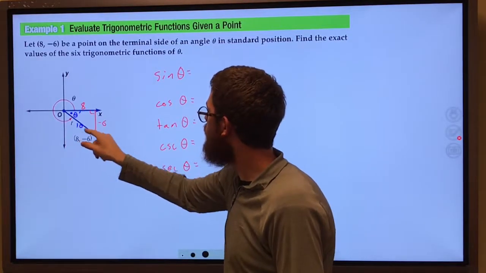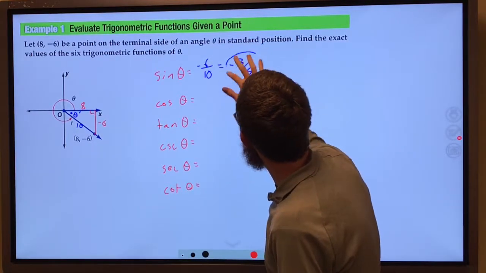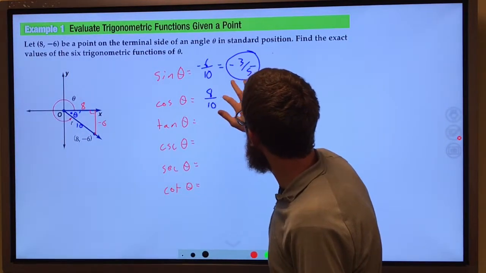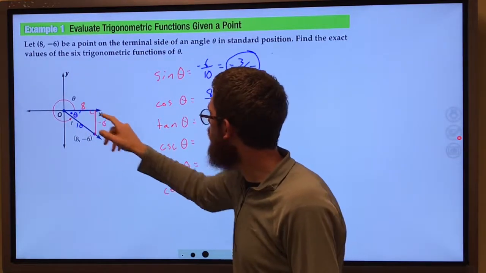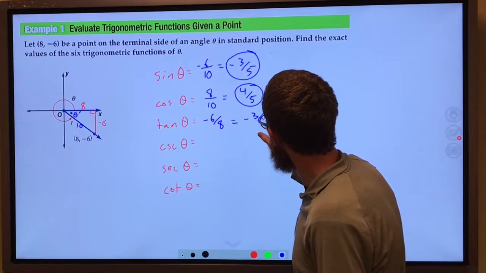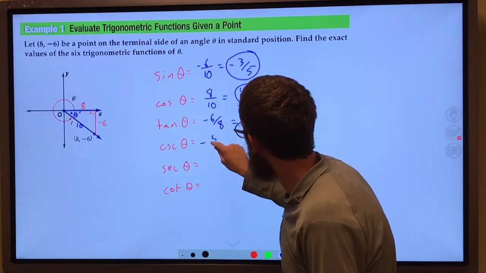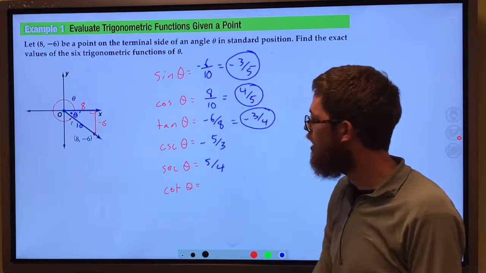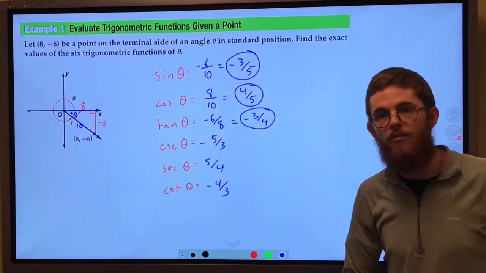So sine, opposite over hypotenuse, that's a -6 over 10, which of course is a -3/5. Cosine, adjacent over hypotenuse, 8 over 10, which of course is 4/5. Tangent, opposite over adjacent, -6 over 8, which of course reduces to give us -3/4. Cosecant is the reciprocal of sine, so I know that's going to be a -5/3. Secant is the reciprocal of cosine, so I know that's going to be 5/4. And cotangent, the reciprocal of tangent, so that of course is a -4/3.